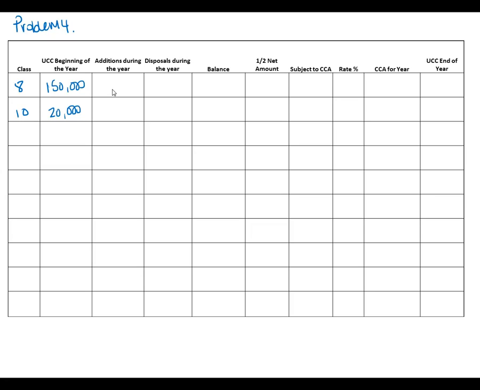Now the additions, the furniture and fixtures, we're going to put in class 8. And then we also have furniture and fixture disposals. And we're going to record these at the lesser of cost or proceeds. Now in question 4, my furniture and fixtures cost $13,000. I received proceeds of $18,000. My lower number is $13,000, which leaves me with a balance of $162,000. Right, my balance being my UCC beginning.